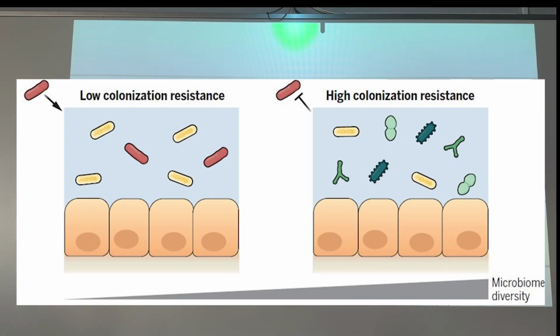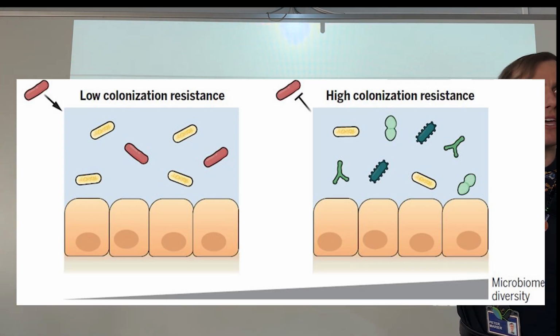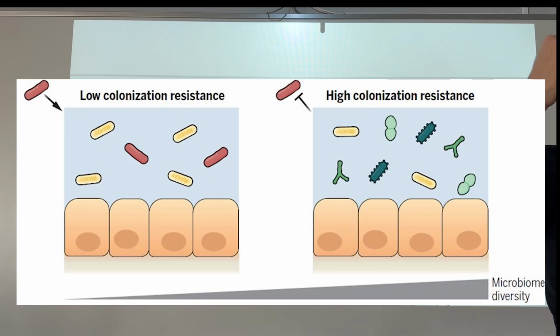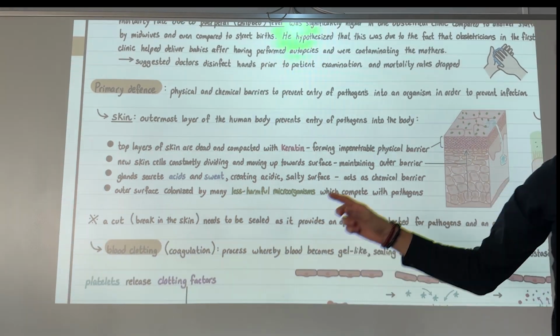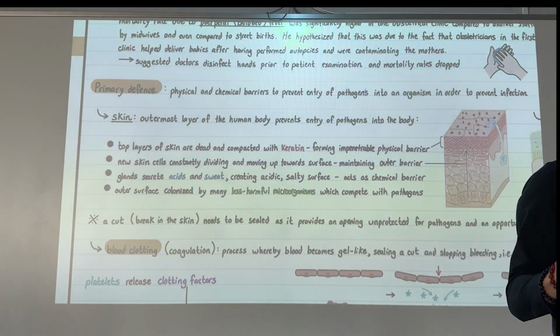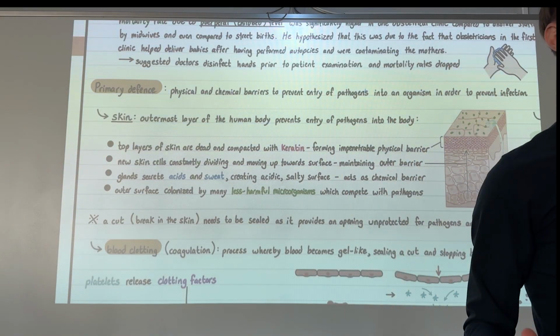They have to compete with the bacteria that are already thriving on the surface of your skin. So the competition from your native bacteria is actually a barrier in and of itself. So for all of these reasons, your skin provides a really good barrier to pathogen infection.